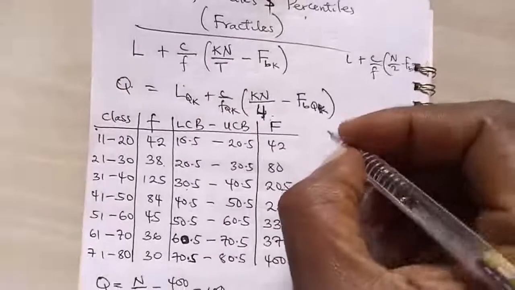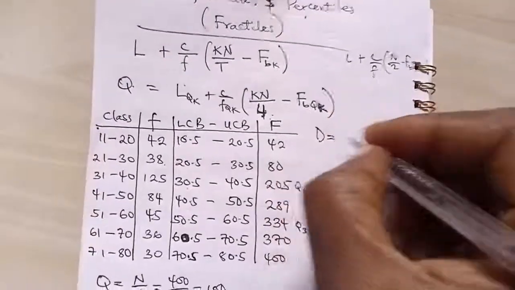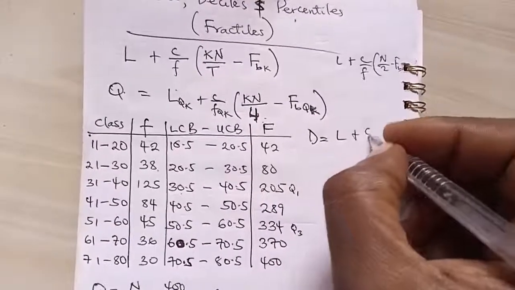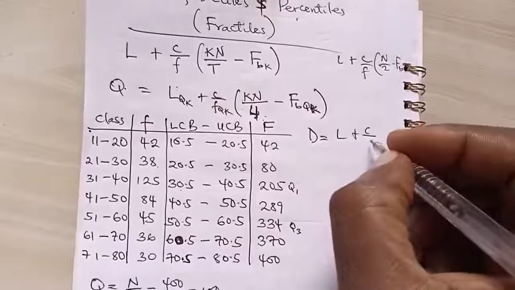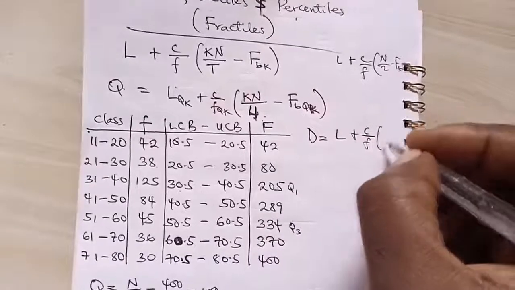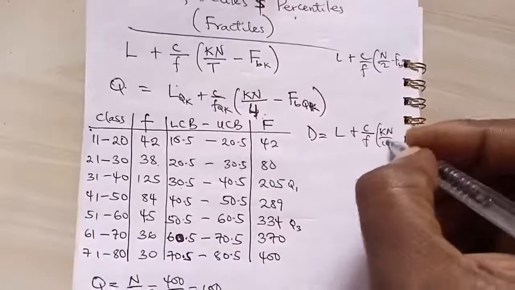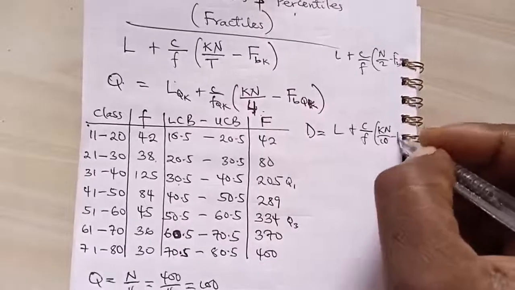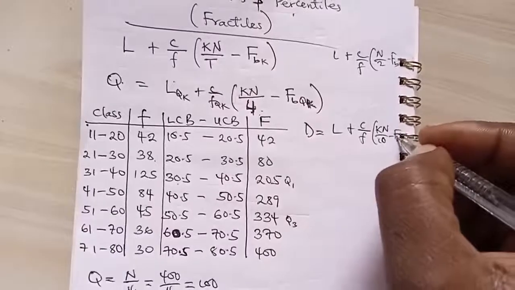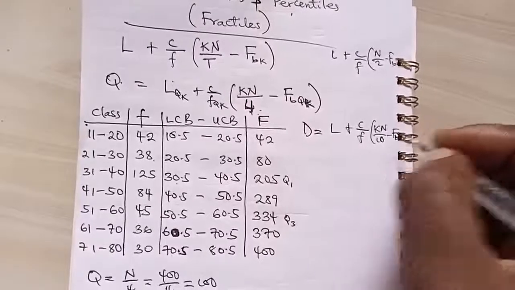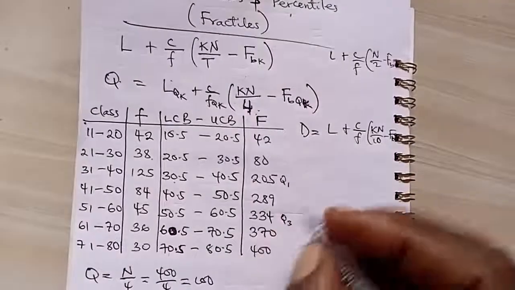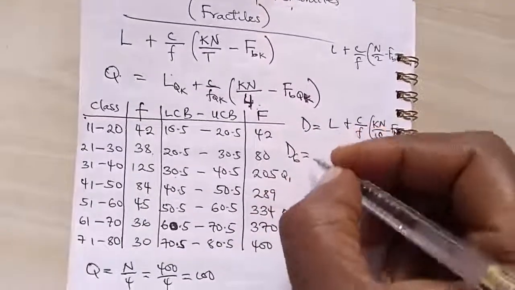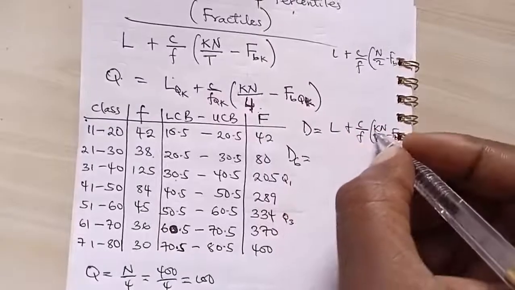So the next thing is decile. For the decile, we have the lower class boundary of the decile class you're looking at, plus class interval over frequency of that decile class, times k n over 10. The decile divides it into 10, minus the cumulative frequency of the class before that decile class. So let's say, for example, we're looking at the 6th decile class. If we're looking at the 6th decile class, k becomes 6.